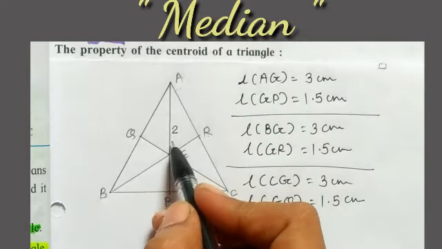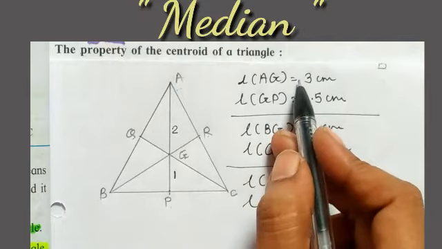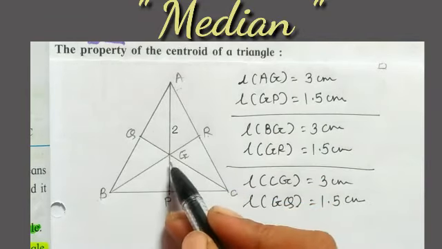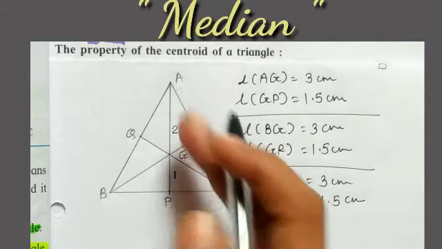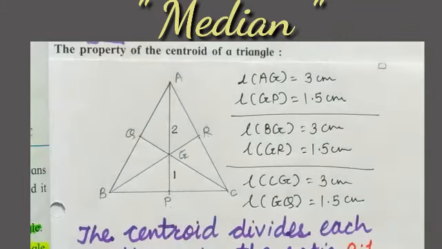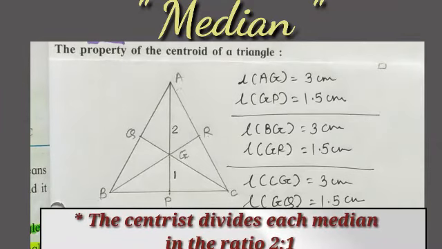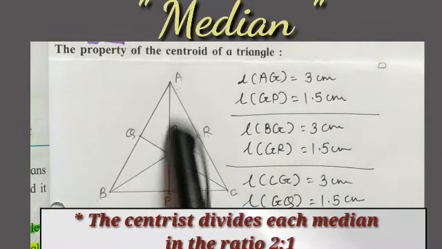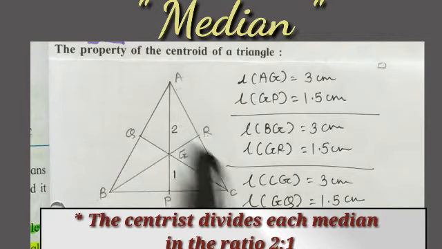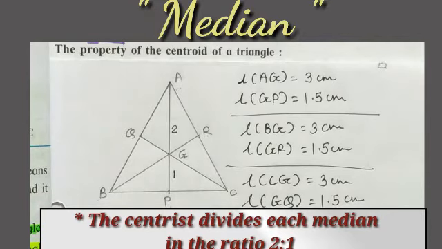If this is 2 centimeter, then this is 1. As we know, AG is 3 centimeter and this one is 1.5 centimeter. It means just half of that. So this concludes that the centroid divides the median in the ratio 2:1. Got it, students? This is our most important property of the triangle. What is that? The centroid of the triangle divides each median, all three medians, in the ratio 2:1.